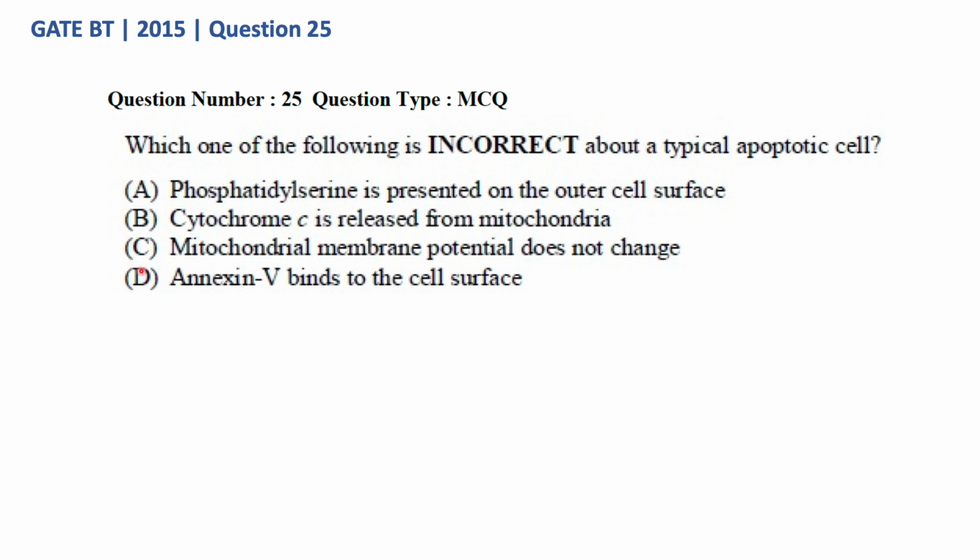And then option C, mitochondrial membrane potential does not change. This is incorrect because we just saw that the mitochondrial membrane potential decreases in apoptotic cells. So the answer to our question would be option C. Mitochondrial membrane potential does not change. This is the incorrect option about a typical apoptotic cell. The next option is annexin 5 binds to the cell surface. This is true as well. Like we just saw in the previous slide, annexin 5 binds to the phosphatidylserine of the outer membrane of the apoptotic cell. So we have our answer.